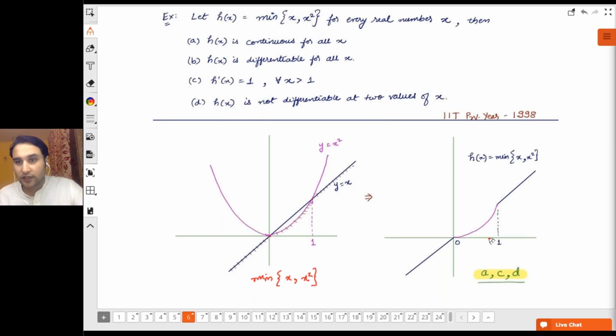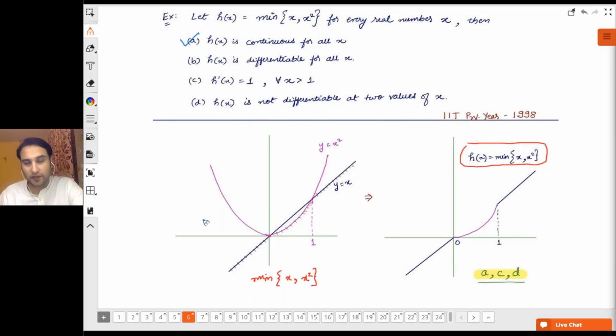If you remove the other portion, your graph actually looks like this. Now my question is, if you knew this graph, can you tell me where the function is continuous and where differentiable? Is there a hole anywhere in the function? Does the function break anywhere? No. It is completely continuous. If an ant keeps moving on this, it will not fall anywhere. So the function is continuous everywhere.